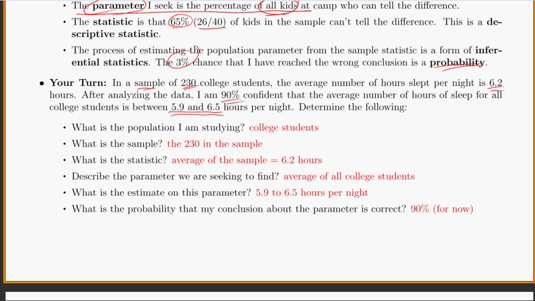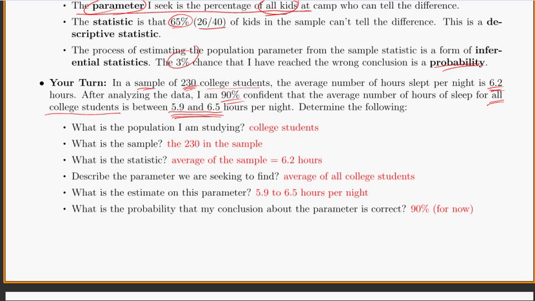Determine the following. What is the population I'm studying? I'm studying college students. The sample is the 230 college students that were in my sample. And the statistic is the average that I got from my sample, 6.2. And the parameter I'm seeking to find is the average for all college students, right? All college students. And I don't know exactly what that is, but I give an estimate on that parameter of 5.9 to 6.5 hours per night.